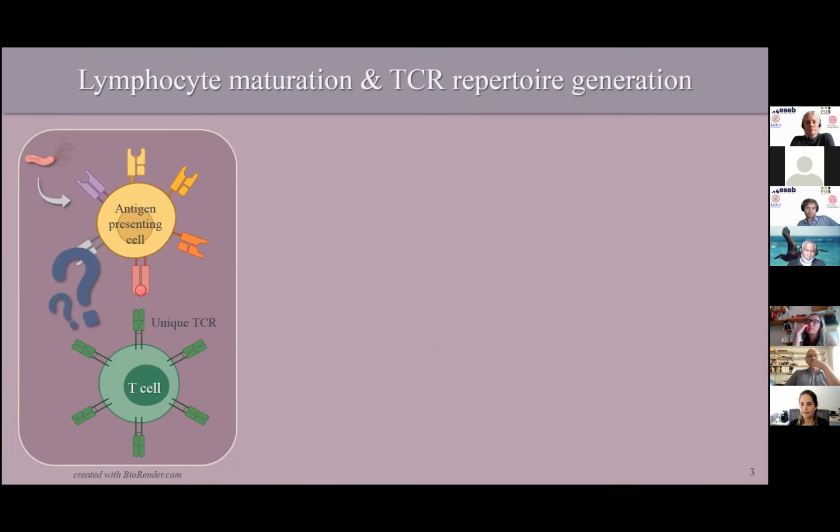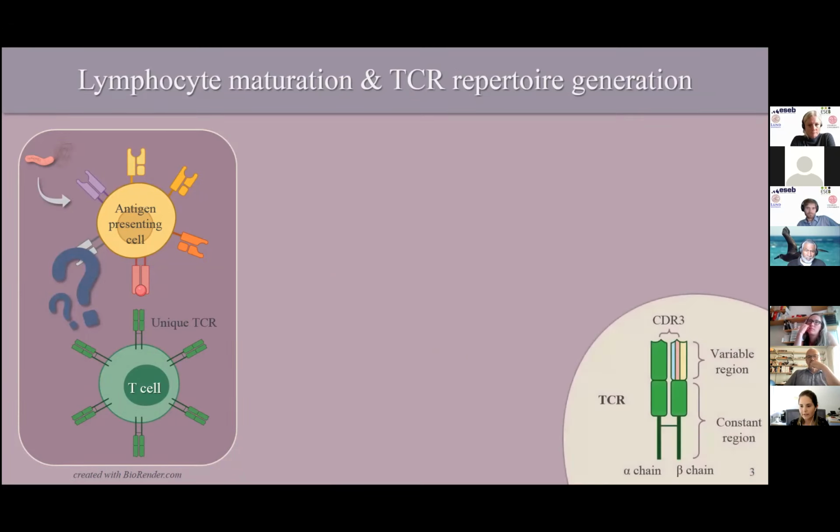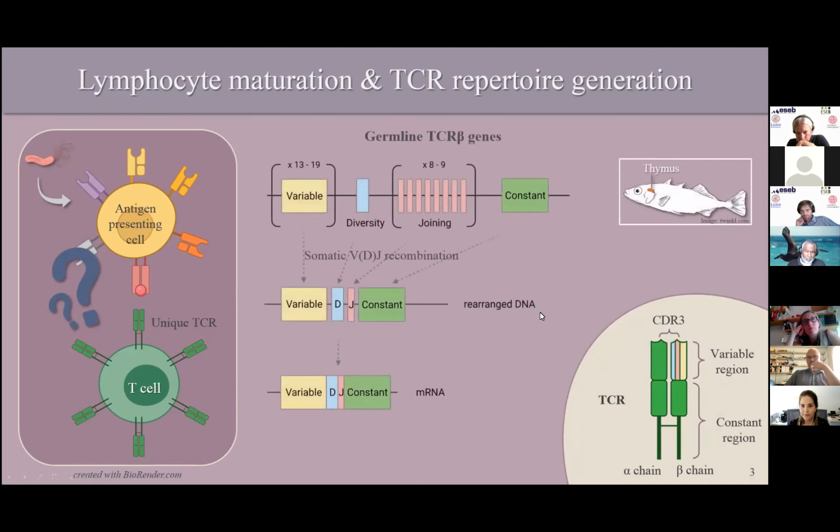Well, for this, we need to take a look at the structure of the T cell receptor, which, as we can see, in most cases is made of an alpha and a beta chain. We have a constant region and we have the variable region, which is the region that interacts with the peptide MHC complex. And how this region is made is in the thymus, and this is true for both mammals and other animals such as fish.